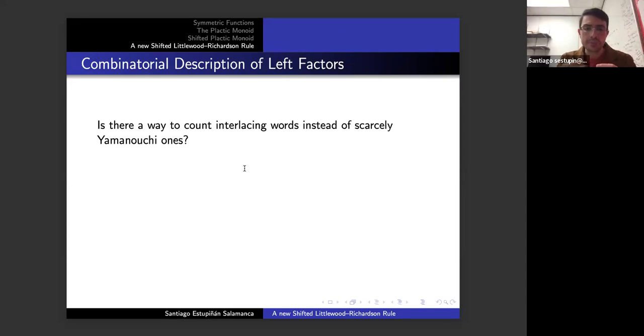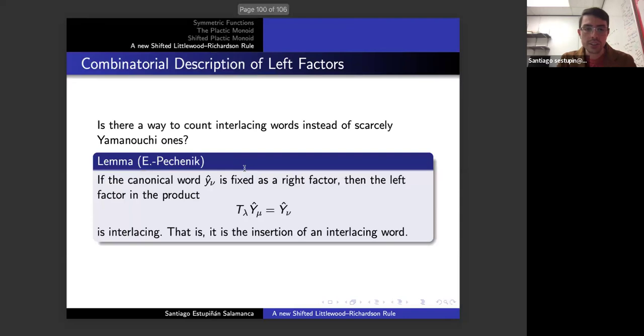But there is a miracle. This is really the idea that makes all the project work. And it is that if you choose a particular right factor, you can guarantee the left factor to be interlacing as well. This means that you can count the structure coefficients of visual functions using interlacing tableau.